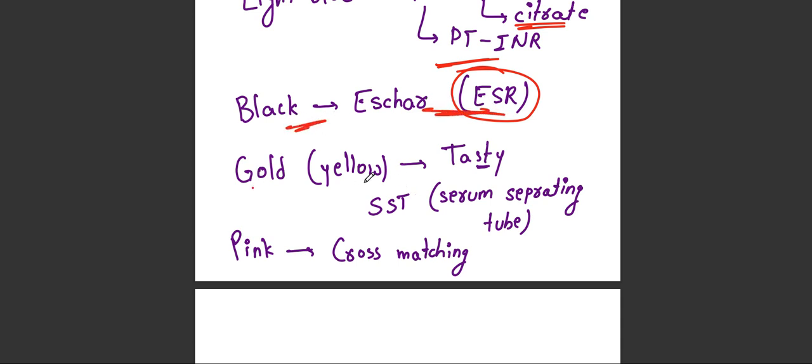Then gold. Gold is the tasty. Gold mnemonic is tasty, where SST is representing the serum separating tube and Y representing the yellow colored tube. And pink color, when you are a childhood, you play the games like pinky pinky what color. What color means you are cross matching the colors of each other. It was a game of the student class, therefore pinky pinky what color representing the cross matching.